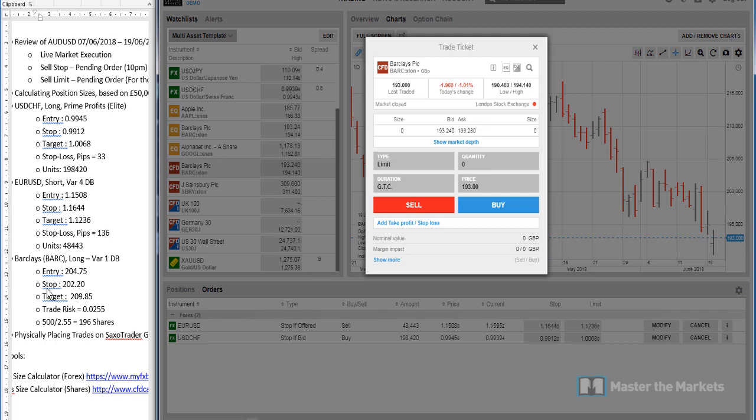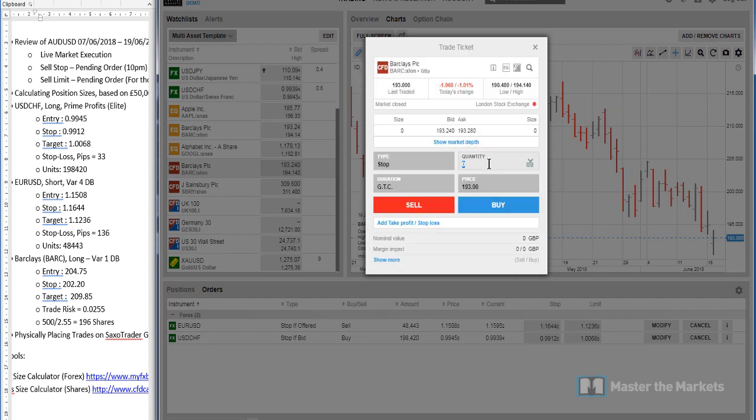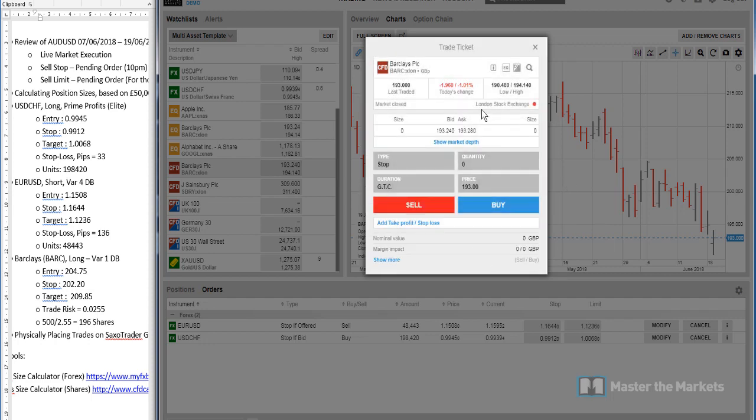It's very simple. Remember, this is going long and we're buying at a slightly worse price than where the market is now, buying at 204.75, so I need a stop order. The quantity can work in two key ways, but in this instance, it's asking us for quantity in terms of number of shares, so I'm going to type in 196. It's telling me at the bottom here that that's £378.28 worth of shares, which is absolutely correct.